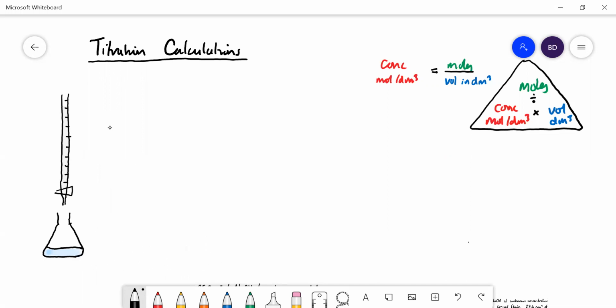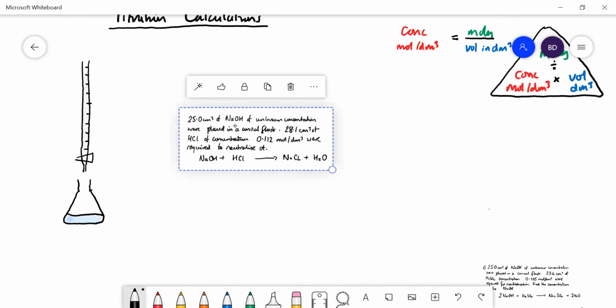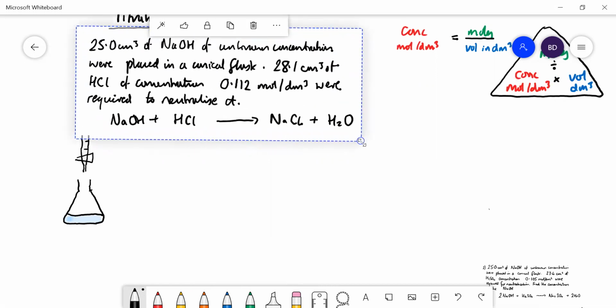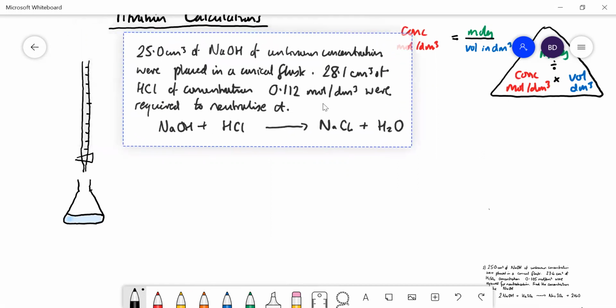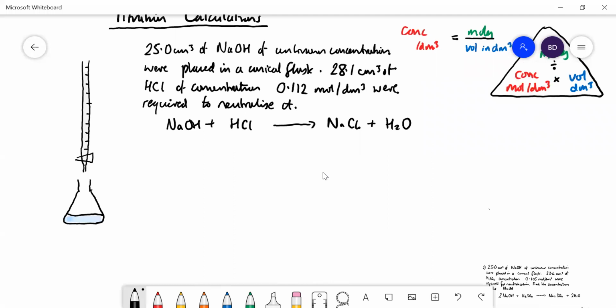Okay, so here is a question, this one here. Now, have you noticed you've always got to be given the equation for the reaction, because you need to know the ratio in which the moles react with each other. So here we've got 25 centimeters cubed of NaOH, which is placed in the conical flask. And we don't know the concentration of that, so put a question mark there.